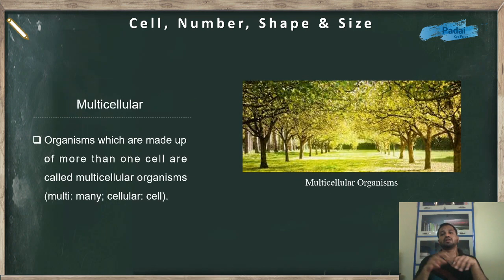What are multicellular organisms? Organisms which have more than one cell, basically having multiple types of cells in the organism, are said to be multicellular. Multi means many, cellular means cell. Example, human being is the best example, and you can also consider other animals as well. Plants are also one of the best examples for this. Plants, human beings, or other animals have billions and trillions of cells present in them.